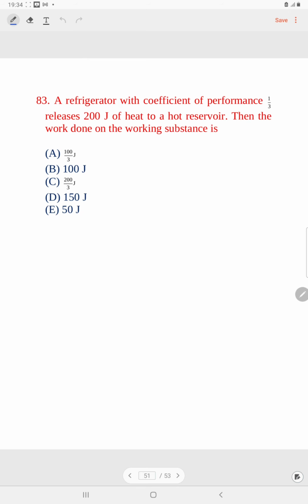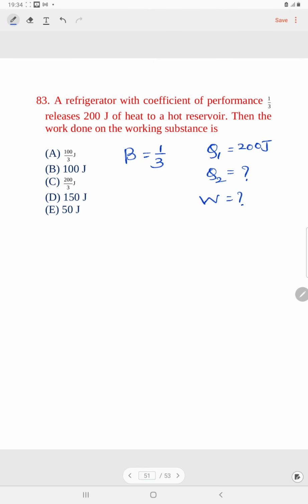A refrigerator with coefficient of performance 1 by 3. So beta is 1 by 3. It releases 200 joule of heat to the reservoir. Releases means, is it Q2 or Q1? That is important to us. So releases means Q1 is given as 200 joule. If Q1 is 200, I don't know what Q2 is. I have to find out the work done, students.